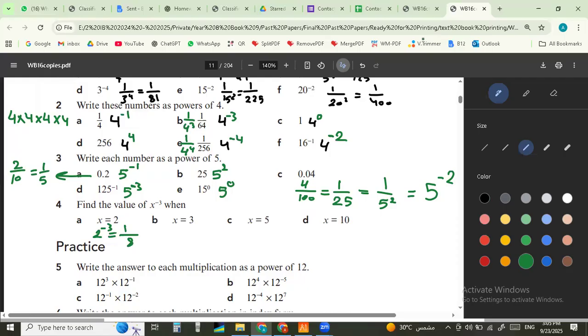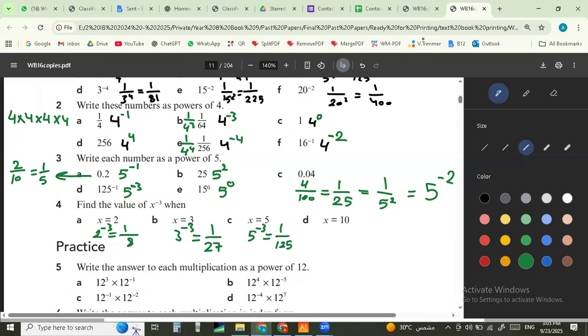If x is 3, so it's 3 to the power of negative 3. Yeah, mister, that means 3 to the power of 3, yes, which is 27, but it's negative 3, so 1 over 27. Here is 5 to the power of negative 3, correct. Oh, mister, I know that 5 to the power of 3 is 125, correct. So it's 1 over 125.